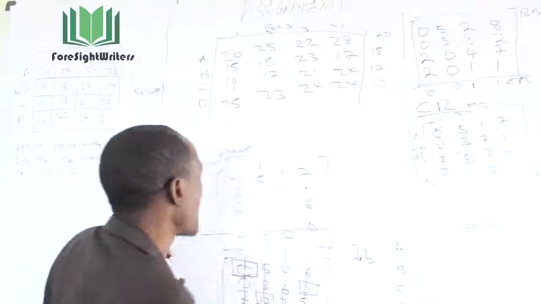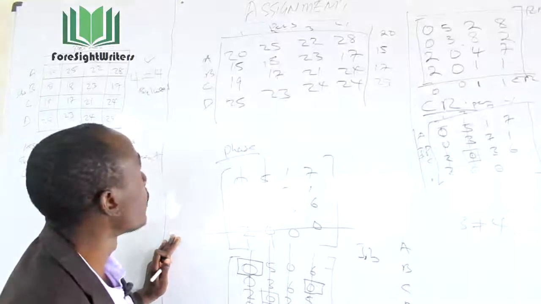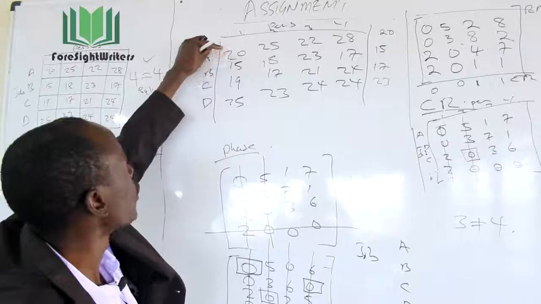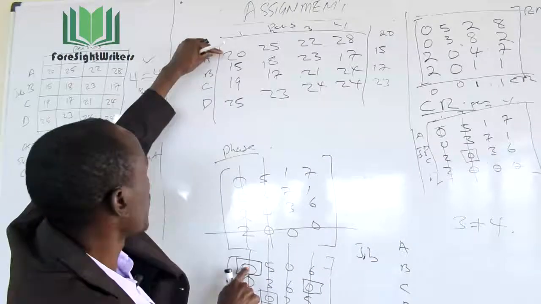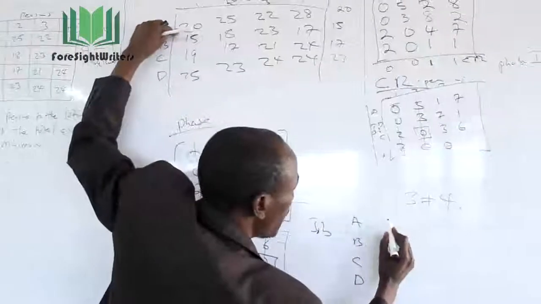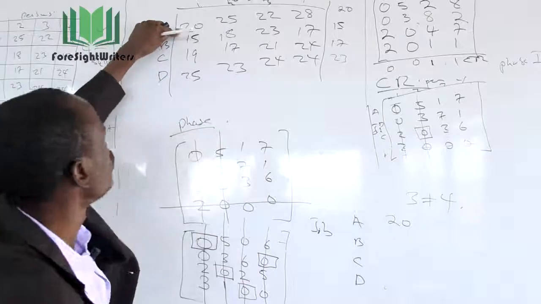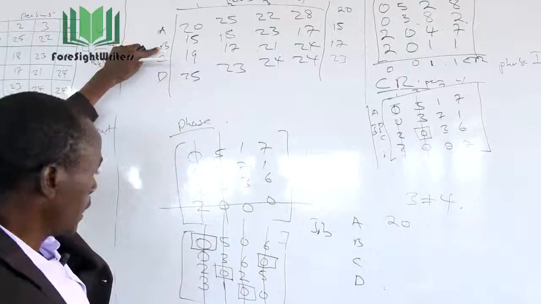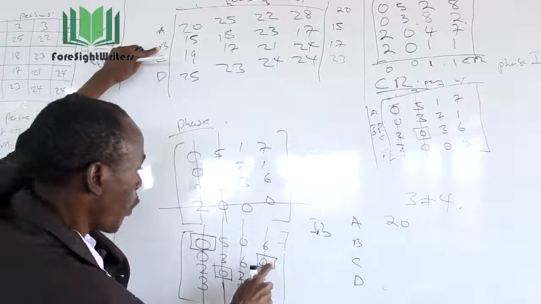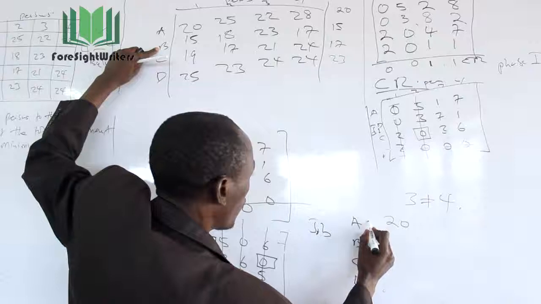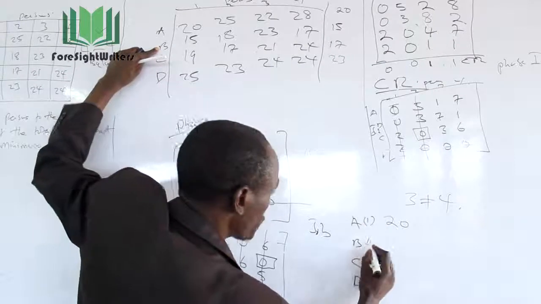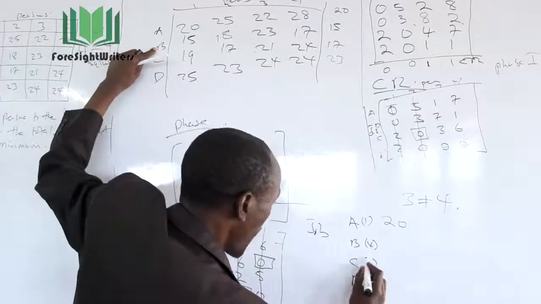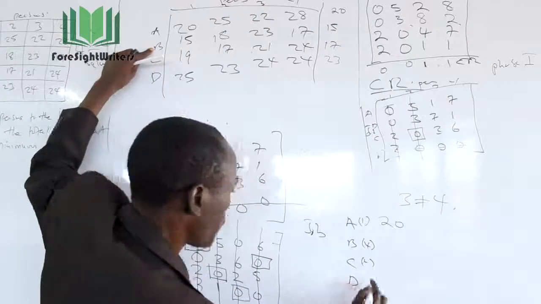Now job A, we assigned a person's number. So we go back to the original value. Job A, we managed to assign person number 1, and the corresponding element is 20. Okay. Job B, we assigned person number 4. Job A was assigned person number 1. Job B has been assigned person number 4. C has been assigned person number 2, and then D has been assigned person number 3.